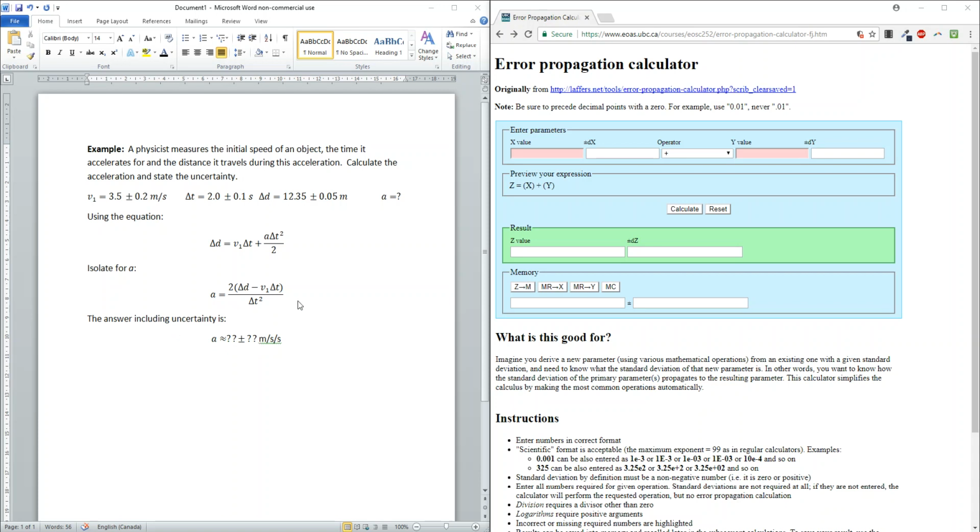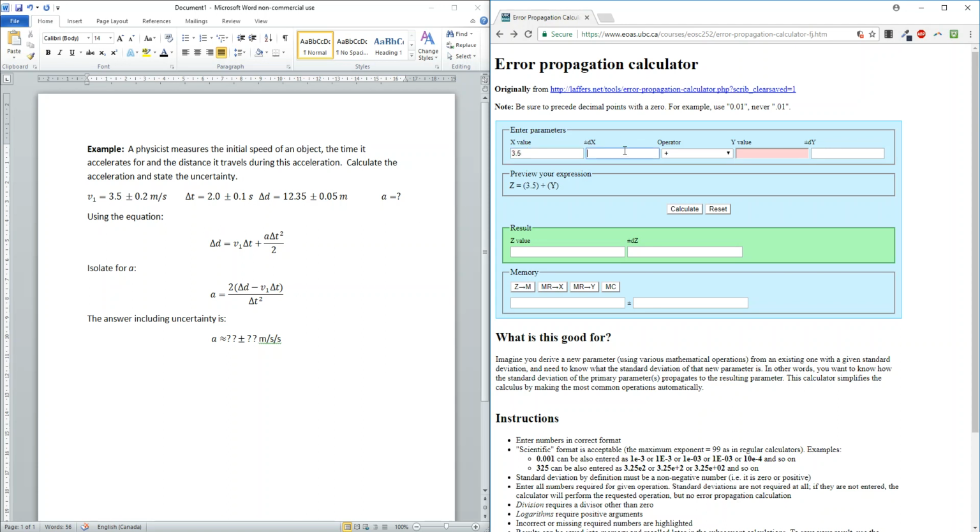How we're going to handle this is we're going to start our calculation right here. We know that we need to evaluate the numerator first. So we're going to take this v1Δt and solve that. Well, v1 was 3.5, so we come to our calculator with 3.5.